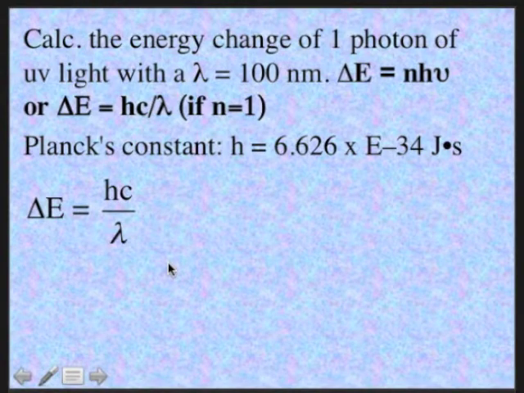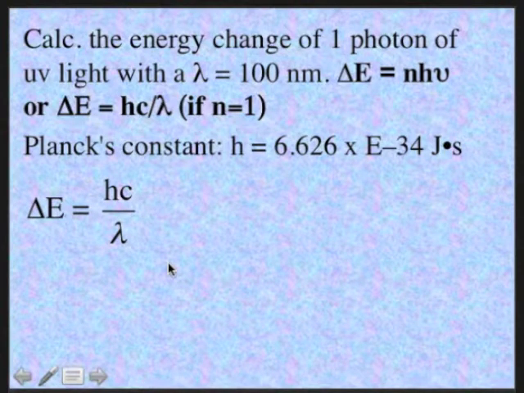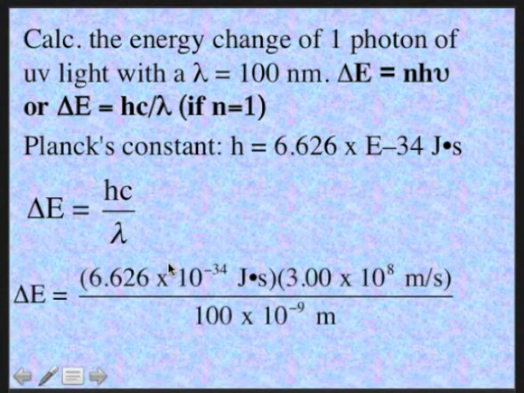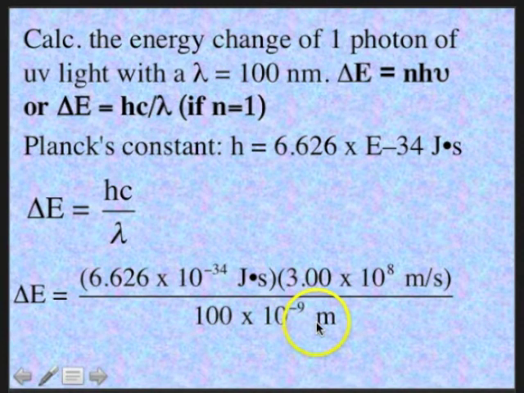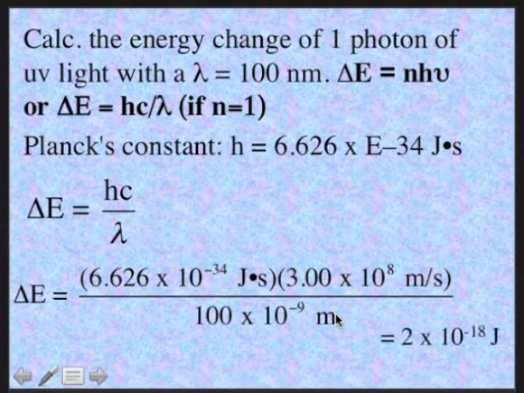Here is the equation of delta E using wavelength instead of frequency. In Planck's equation, we get hc divided by lambda, and therefore plugging in h, Planck's constant, times c, the speed of light, divided by the wavelength that was given to us, 100 times 10 to the minus 9 meters. We have to use meters here because the speed of light is in meters. So you can't plug in nanometers down here. Meters won't cancel out that way. That equals 2 times 10 to the minus 18 joules.